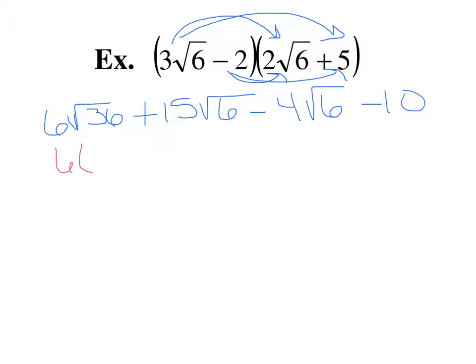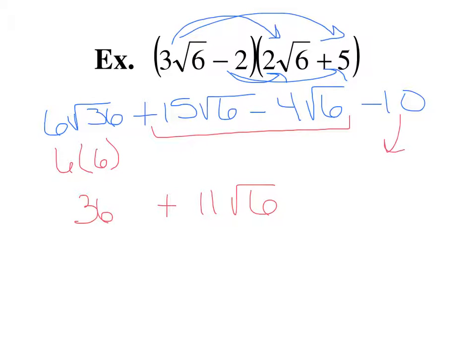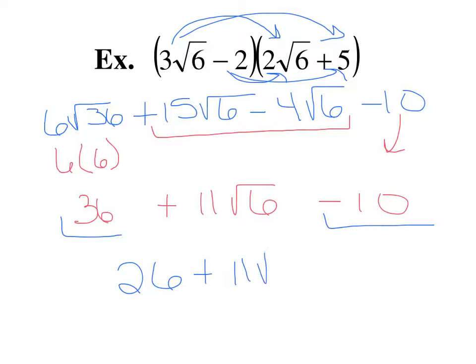So this square root of 36 is actually 6. So this turns into a 36, or 6 times 6. These two terms are like radicals, positive 15 square root of 6 and negative 4 square root of 6. So positive 15 minus 4 is positive 11 square root of 6. And we also have this negative 10. If you think you're done, you need to look carefully, because this 36 and this negative 10 are also like terms. So when I add them together, 36 minus 10, I get 26. Plus 11 square root of 6.